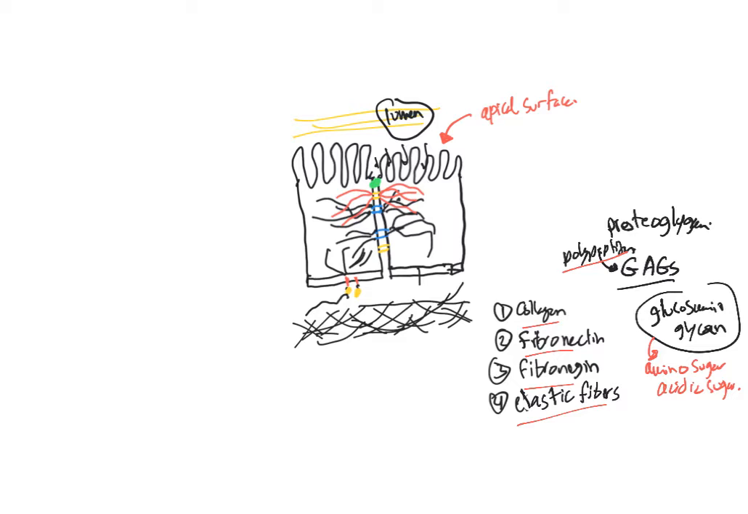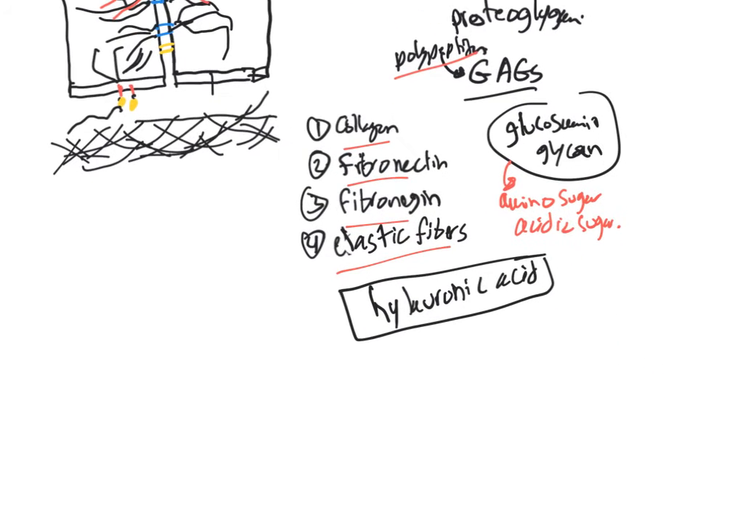Except for one of them, and it's called hyaluronic acid. This one is really so important. It doesn't exist as a proteoglycan. It exists as just GAG. This one is really important for the synovial fluid in the joint, where it acts as a shock absorbent.